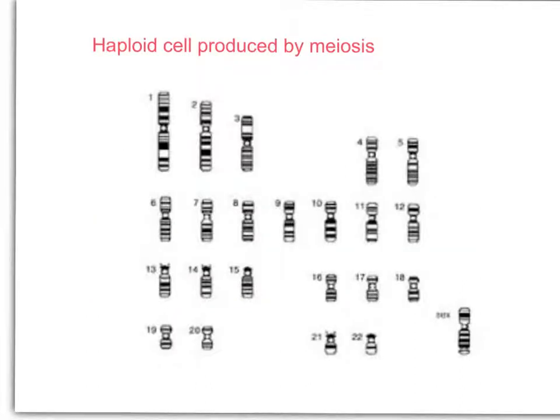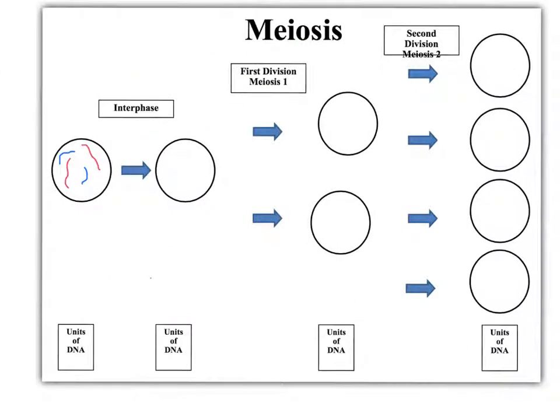This shows all the chromosomes in a human haploid cell. You can see that now there is only one copy of chromosome 1. It's a haploid cell, so now it has 23 chromosomes, n equals 23. So let's quickly look at meiosis. Here we've got a diploid cell. It's got 2 homologous pairs of chromosomes.